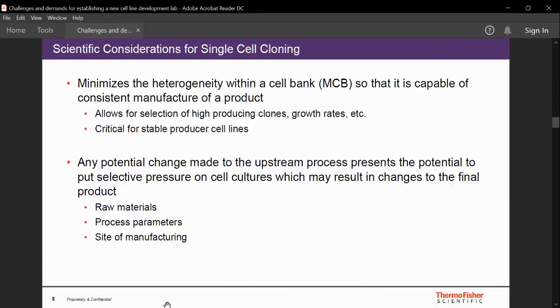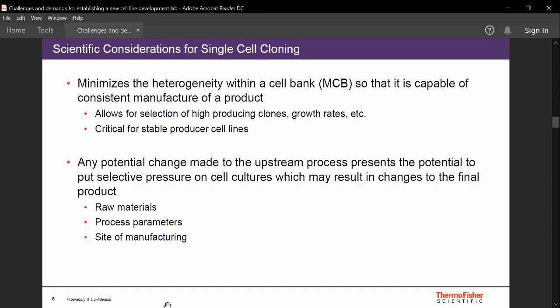So now I'll get into a little bit more detail about the scientific considerations for why you would choose to do single cell cloning. First of all, it minimizes the heterogeneity within a cell bank, such as a master cell bank, so that it's capable of consistent manufacture of a product. This allows for a selection of high-producing clones, different growth rates, really whatever criteria you're looking for in your cells. This is also going to be a critical step if you're using producer cell lines.